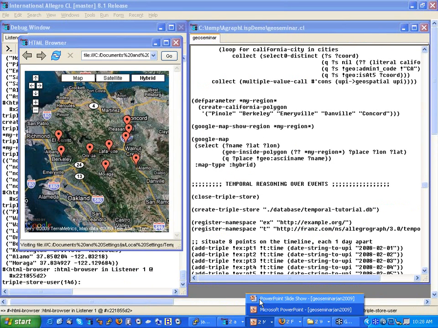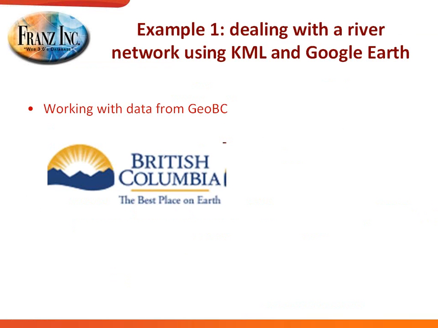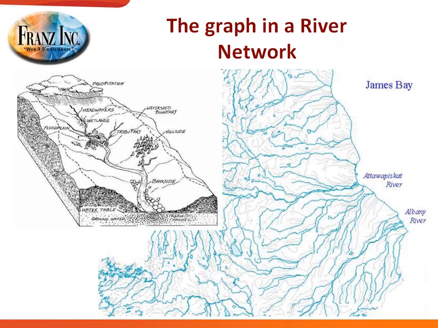Okay, let's go back to the presentation. So we talked about this. We're doing several projects with geospatial here at Franz, and I just wanted to talk about two of these projects. The first one is where we work with one of the layers of the geospatial database of GeoBC, a government organization in British Columbia. So we take a river network, and of course most people will realize that a river network is a graph.